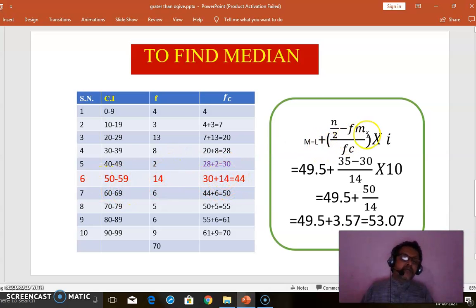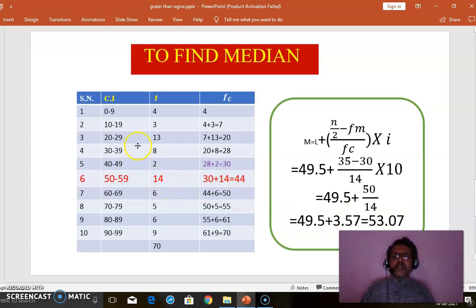So the formula is, remember, the I was missing in the last slide: M equals L plus (n by 2 minus fm) by fc into I. I is the size of the class interval. Here the lower limit, continuity is not there, so here I am considering 49.5. So 35 minus 30, by 14, into 10, plus 49.5: 15 by 14, so 53.07.